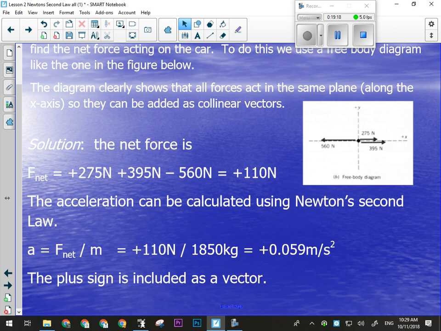Okay, that's about as basic as a Newton's second law problem would be, unless it was so basic that it was, here's the net force, here's the mass, calculate the acceleration. Okay, you actually had to calculate the net force here. So there was one extra step.